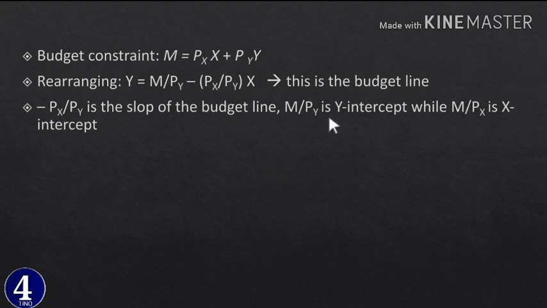The y intercept is where x is 0. So when we set x to 0 in this formula, this term becomes 0, and y is going to be equal to m divided by py. While m divided by px is the x intercept. The x intercept is the point at which y is equal to 0, so in this formula when we set y to 0, this term disappears. Then what remains? x is equal to m divided by px. So m divided by px is the x intercept.